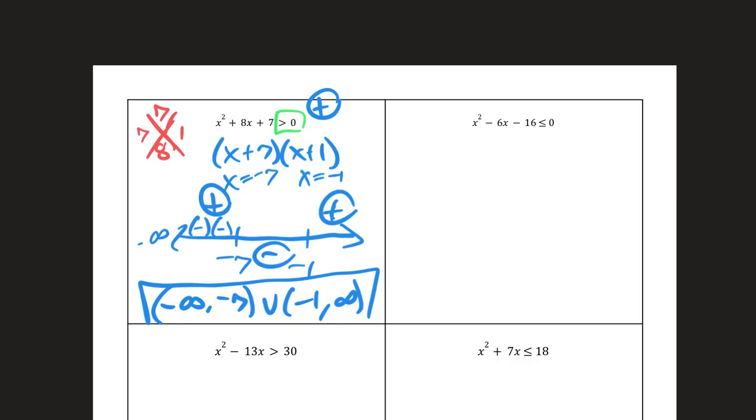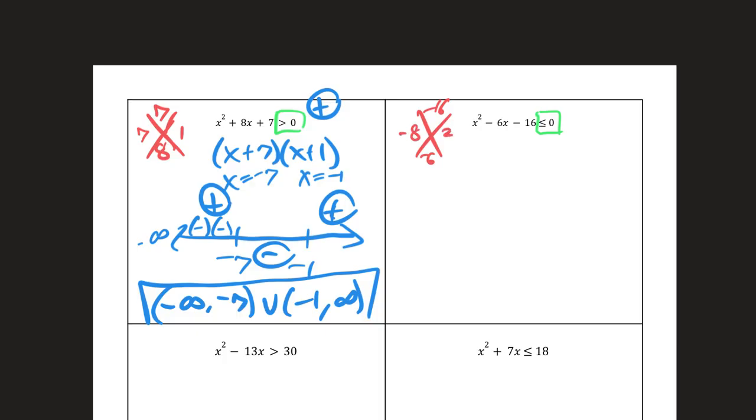Same thing on the next example. We're already compared to 0. This time we're doing less than or equal to 0. You find the zeros first. So if I can find factors of negative 16 that combine to be negative 6, then I can factor it. If not, then I need to do a quadratic form to complete the square.